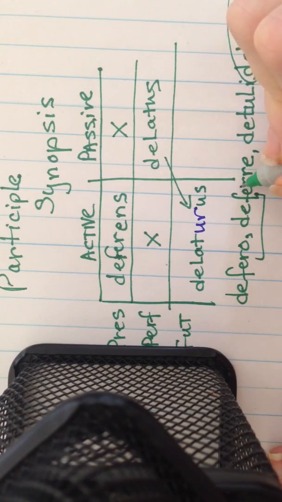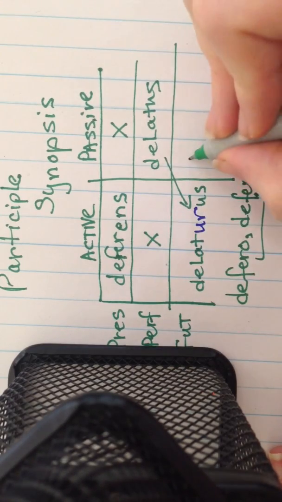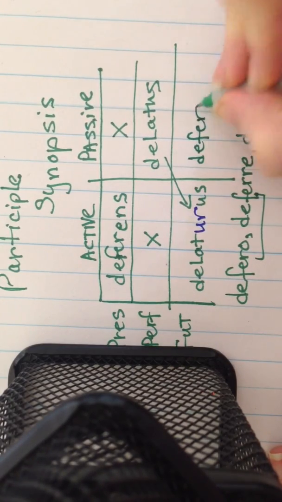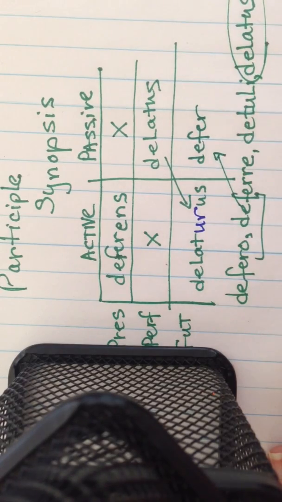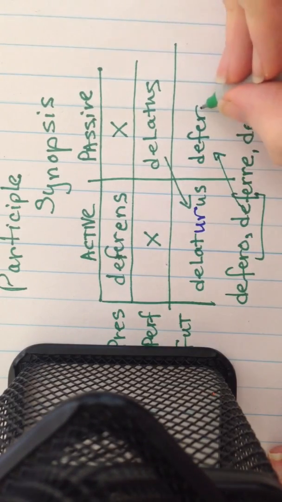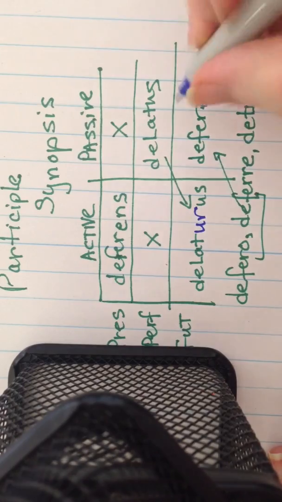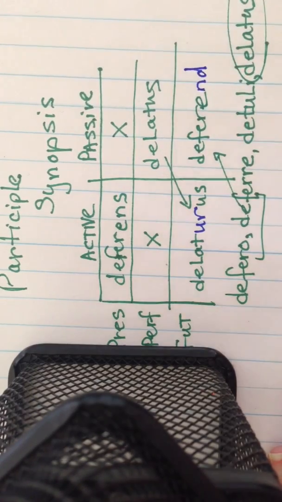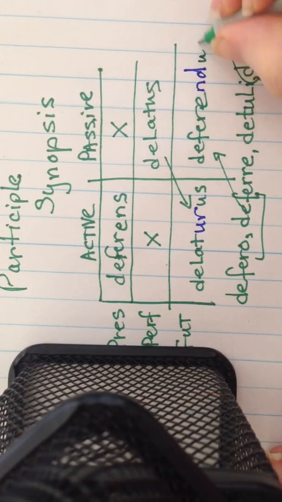And then finally, the future passive form. We'll use the same principal parts as the present active, so we have defer as our stem coming from here, and then we add the connecting vowel. This one uses the ND and then the US.